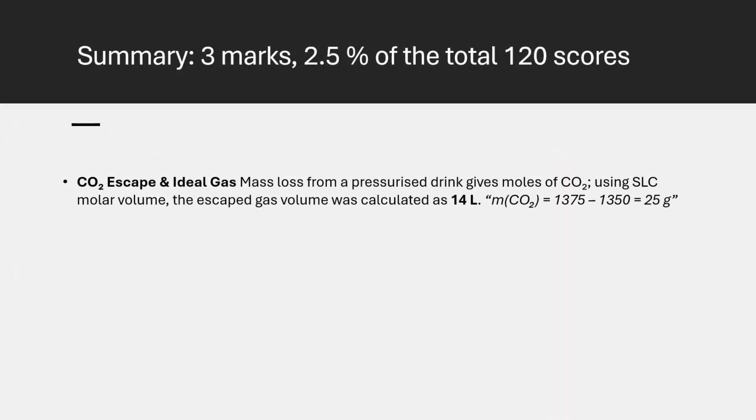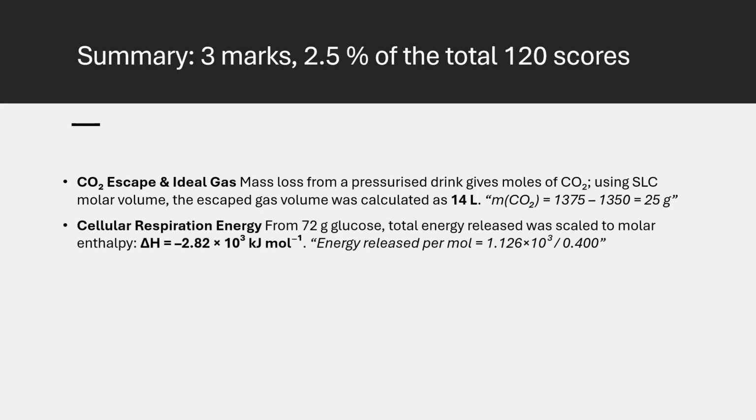CO2 escape and ideal gas. Mass loss from a pressurized drink gives moles of CO2. Using SLC molar volume, the escaped gas volume was calculated as 1.4 L. Mass of CO2 equals 1375 minus 1350, which is 25 g. Cellular respiration energy from 72 g glucose: total energy released was scaled to molar enthalpy, delta H equals minus 2.82 times 10 cubed kJ per mole.